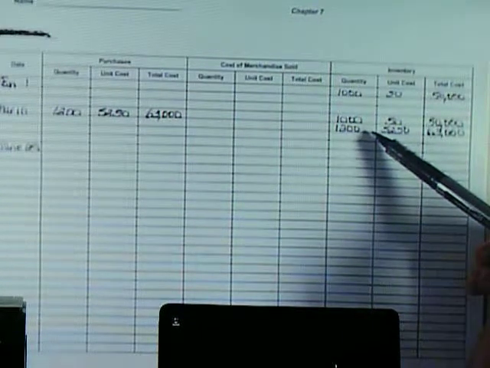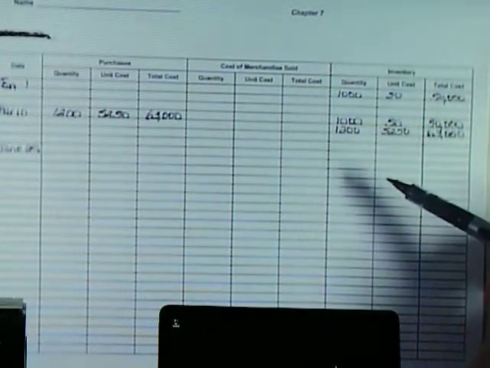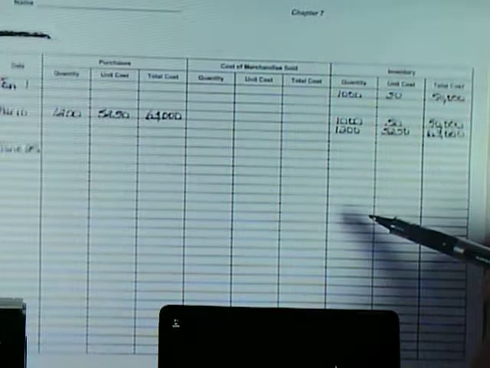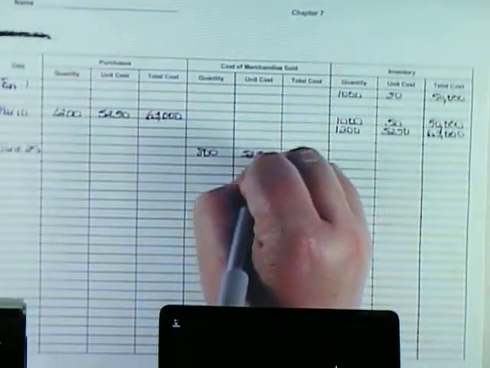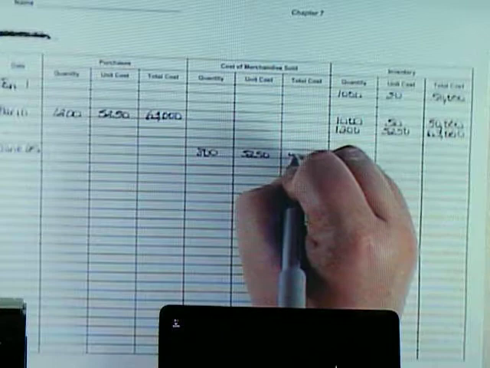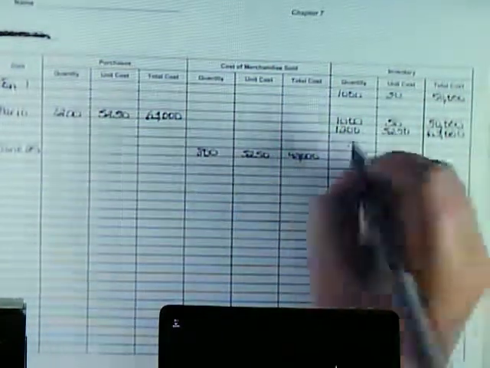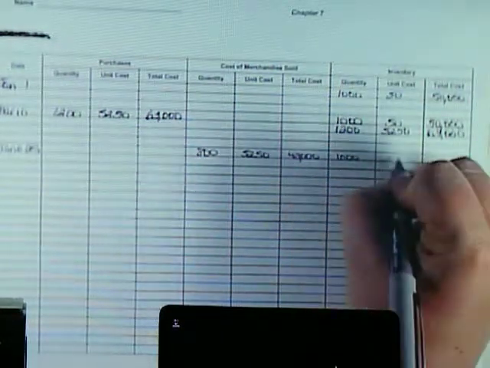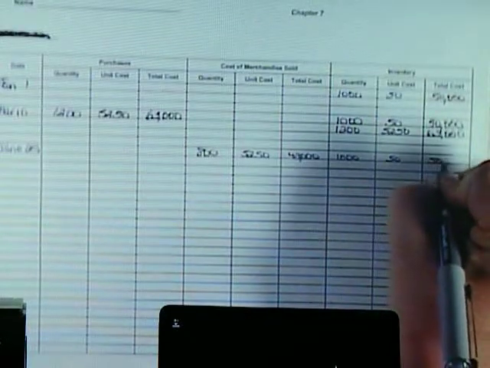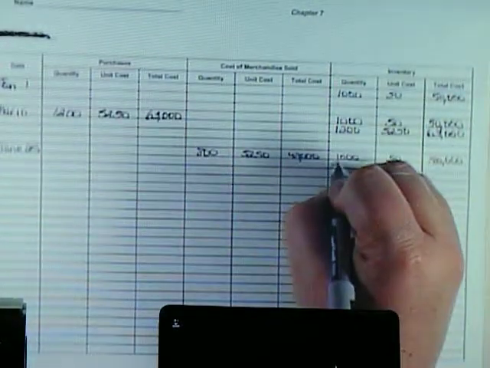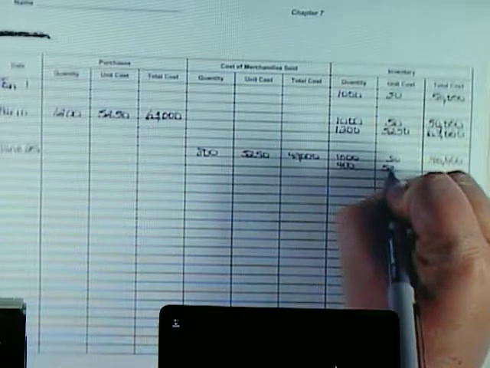Now, on June 25th, I need to sell 800 units. Now I'm doing the LIFO method. So what I'm going to do is pull from the 1,200 units I have here that cost $52.50. Those are the items that I'm actually going to sell. So I'm going to sell 800 units at $52.50 for a total of $42,000. That leaves me with 1,000 units at $50, and 400 of the $52.50 units.